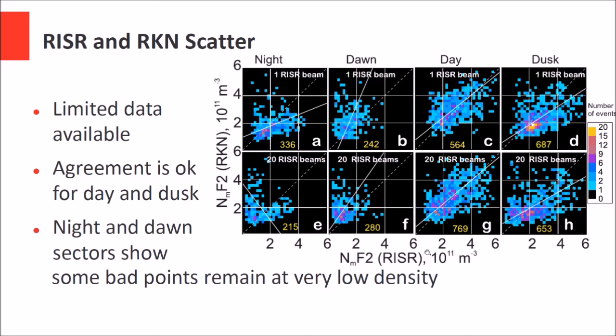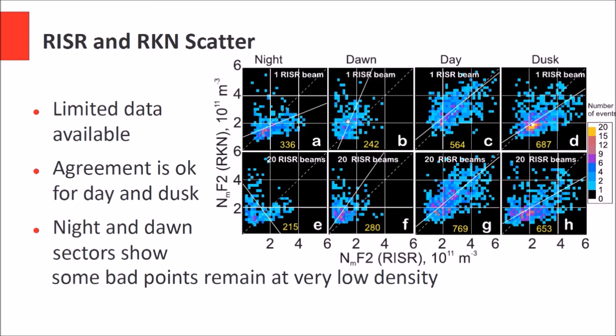Now, riser had 2 different beam modes, 2 different modes of operation that we considered differently. One of them was just 1 beam, the other was data collected from 20 riser beams. I'm not going to get into the differences, but fortunately, the results are similar regardless. The agreement between riser and Rankine is rather good during the day and dusk sectors, but is much less promising during night and dawn sectors.